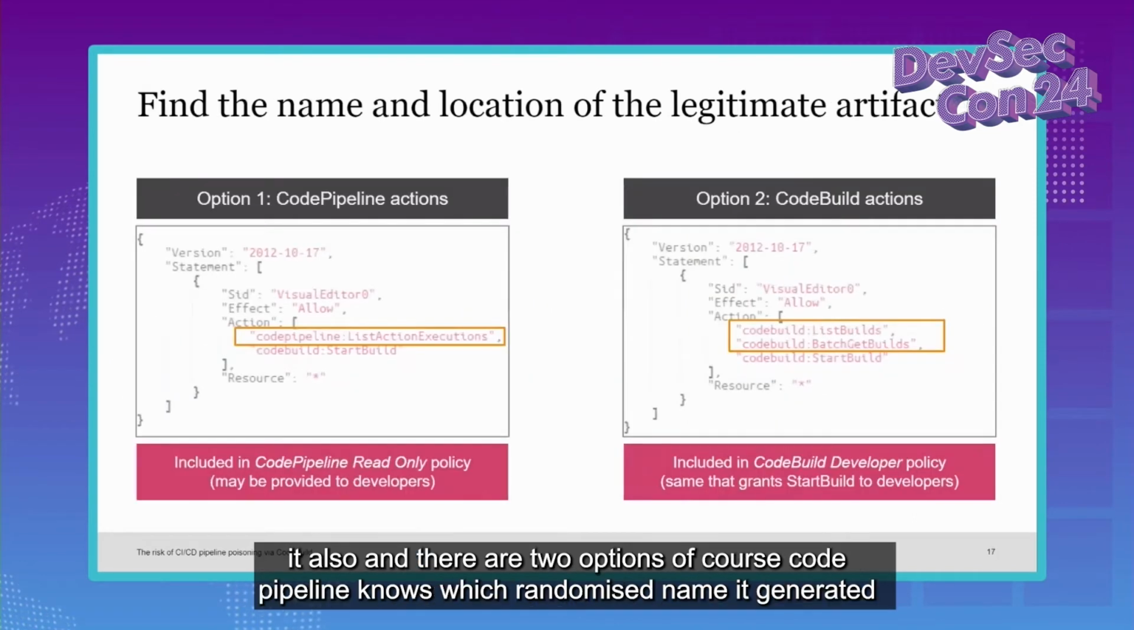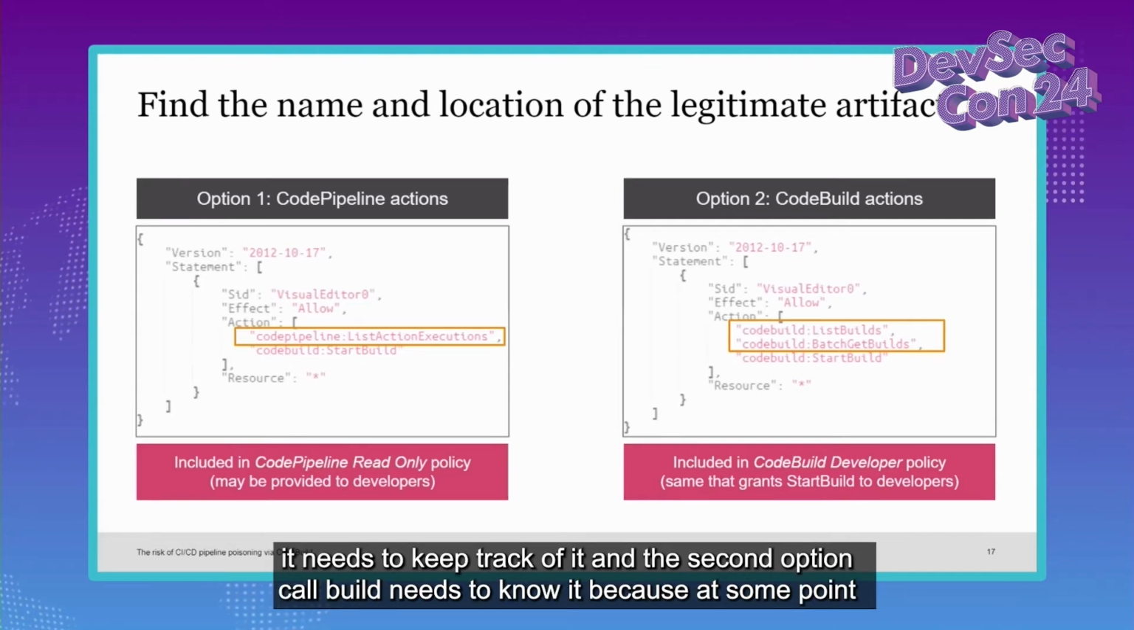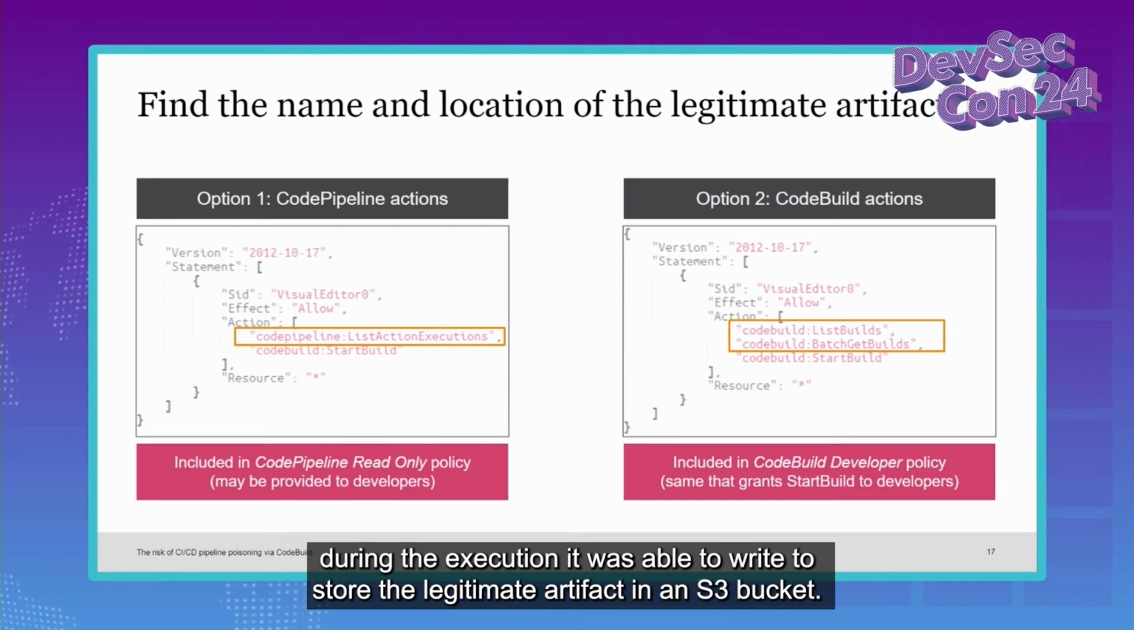So I looked into it also, and there are two options. Of course, CodePipeline knows which randomized name it generated and needs to keep track of it. And the second option, CodeBuild needs to know it because at some point during the execution, it was able to store the legitimate artifact in an S3 bucket.